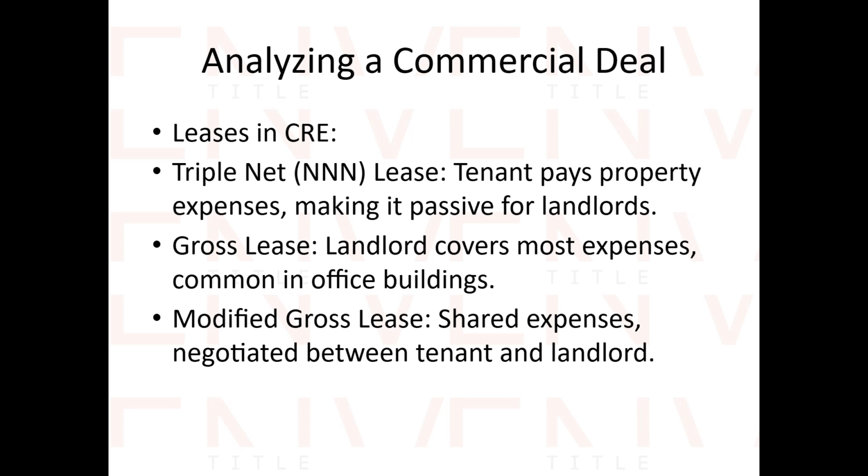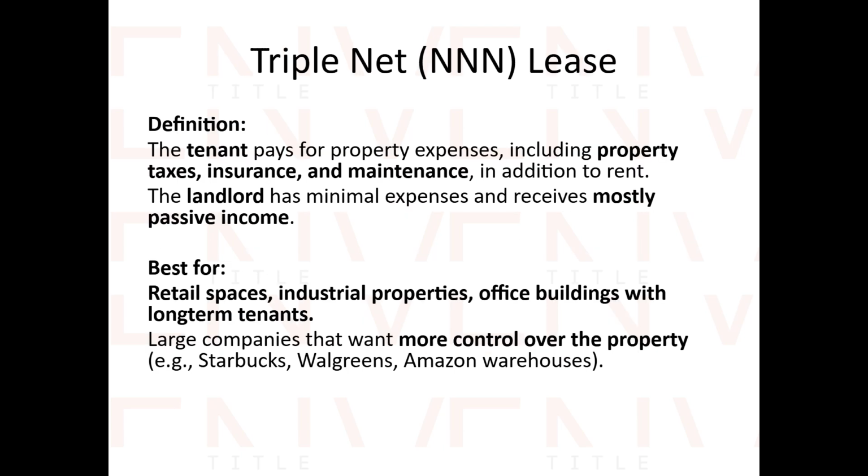Here are the three types of leases we're going to talk about: triple net, gross lease, and modified. Let me make it very simple for you guys. Triple net: the tenant pays for the property expenses, including property tax, insurance, and maintenance, in addition to the rent. The landlord has minimal expenses and receives mostly passive income. So the landlord doesn't have to worry about anything. The tenant pays for everything. This is great for retail spaces, industrial, office buildings, and long-term tenants, and for large companies that want more control over the property, such as Walmart, Amazon, Starbucks.